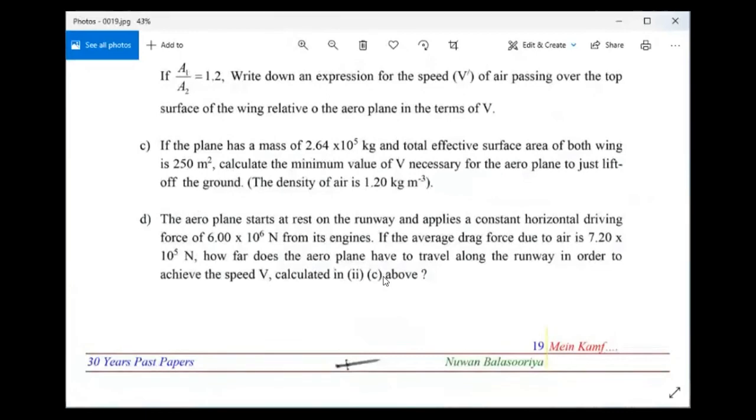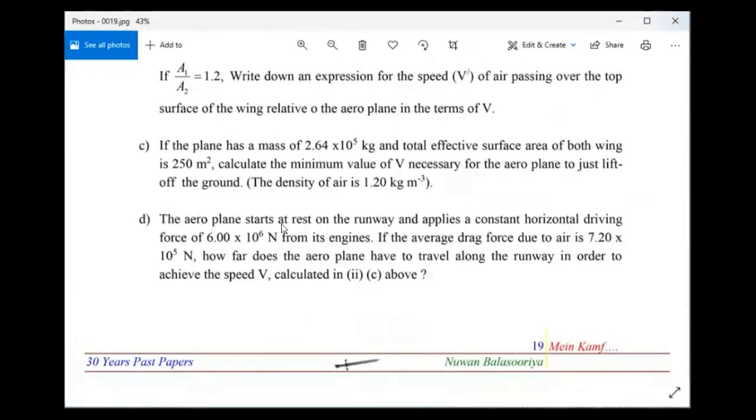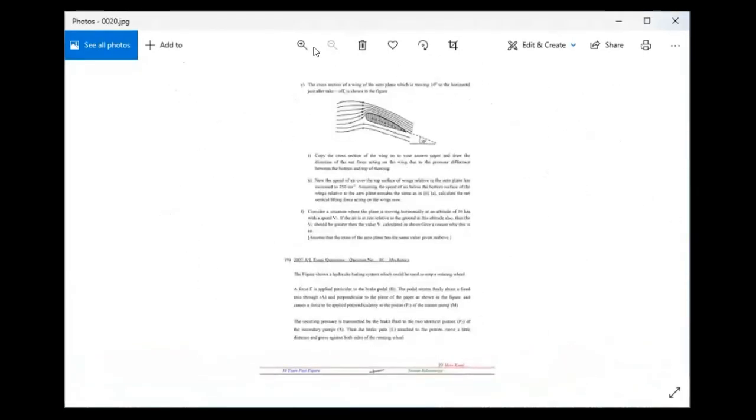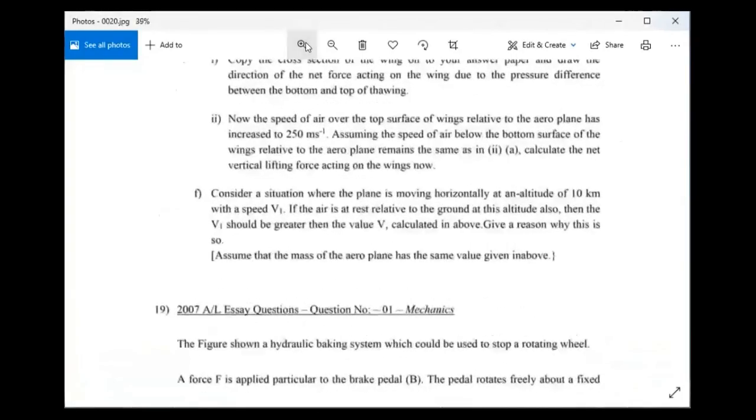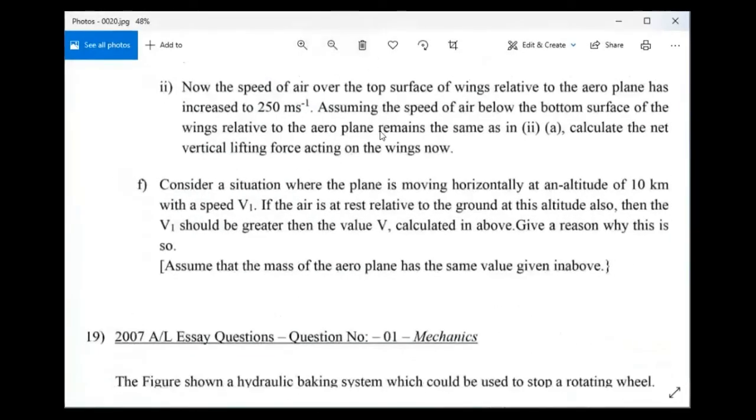Can you see the question? Yes, sir. We have completed up to simple D. A, B, C, D, everything completed. So let's go to the next page. Right. Here, this is the question.